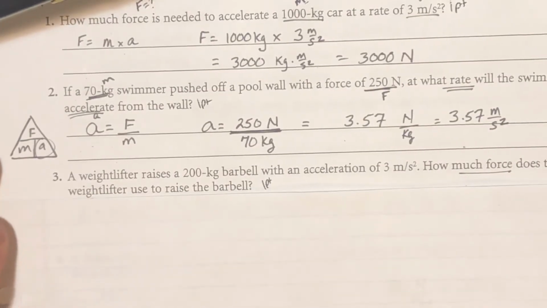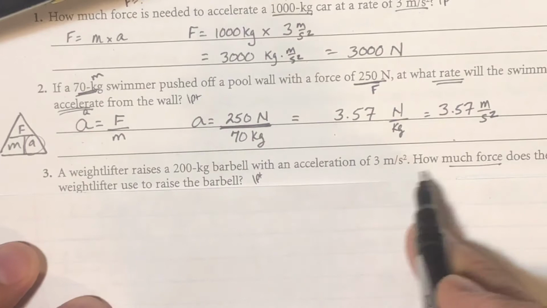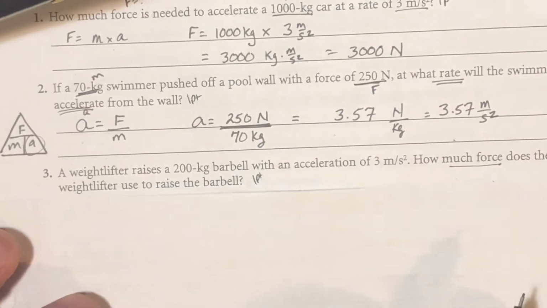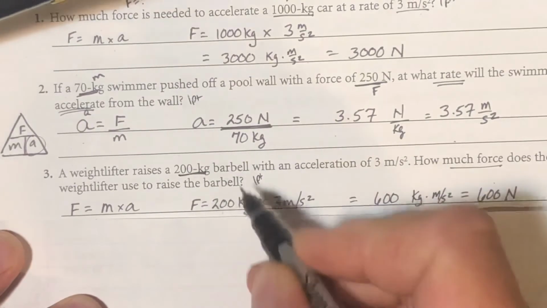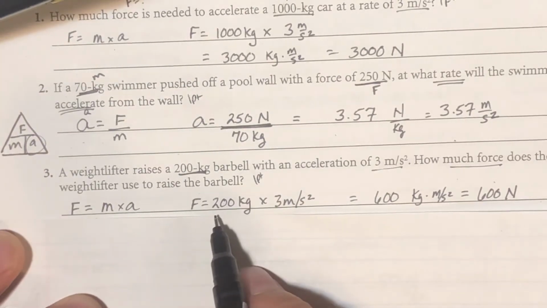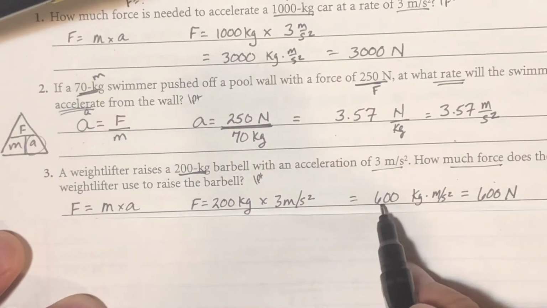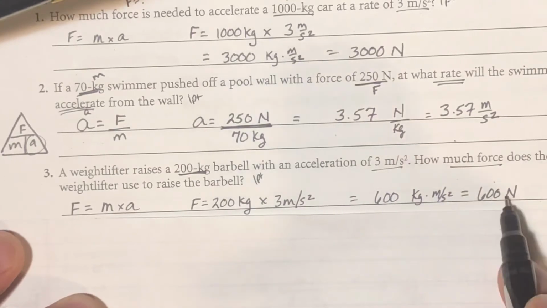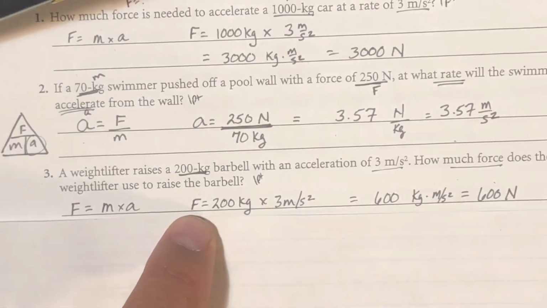Next. A weightlifter raises a 200 kilogram barbell with an acceleration of 3 meters per second squared. How much force does the weightlifter use to raise the barbell? So we're trying to find force. We know that force equals mass times acceleration. We go back and we read this. This is the mass. 200 kilograms is our mass. Acceleration is 3 meters per second squared. So we write this down. 200 kilograms times 3 meters per second squared. So we multiply those. We end up with 600 kilograms meters per second squared. Those are the same units as newtons. And that makes sense because force is measured in newtons.